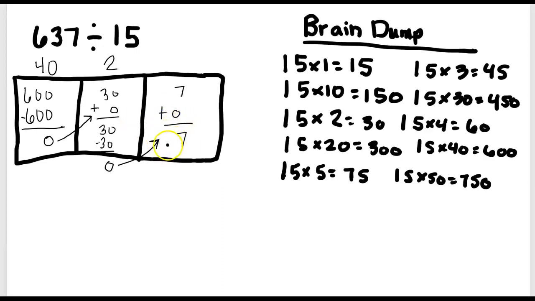But I can't get any smaller because nothing times 15 can give me 7. So I'll have a remainder of 7. So this is a remainder, and I'm going to add these two together. So my answer is 40 remainder 7. All right? So here's another one.